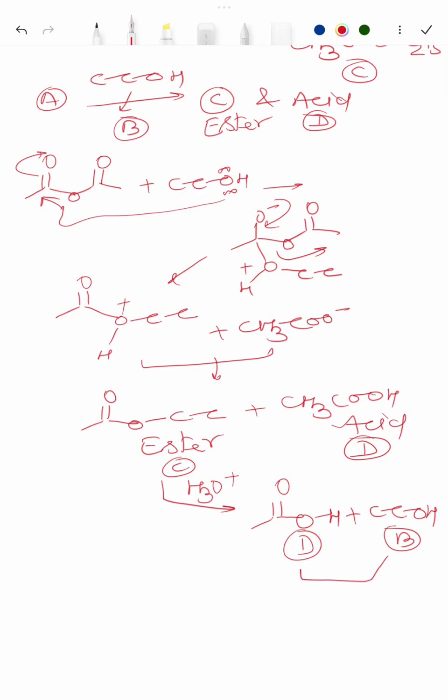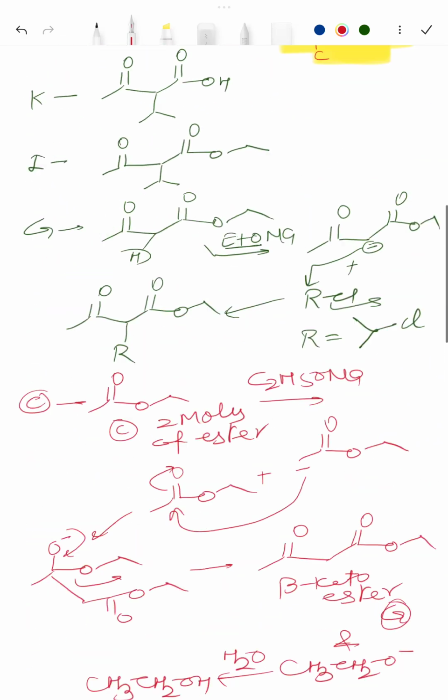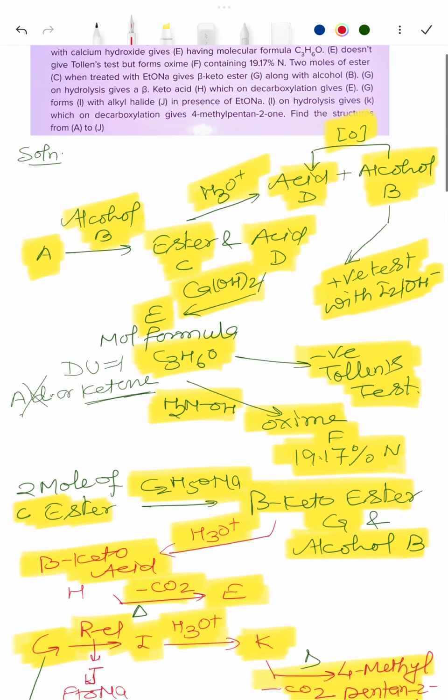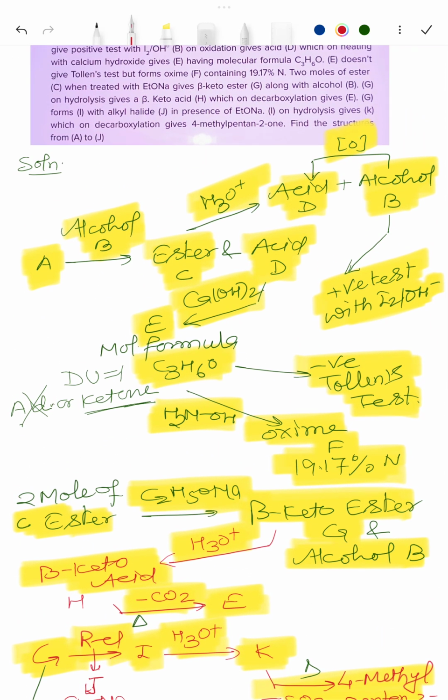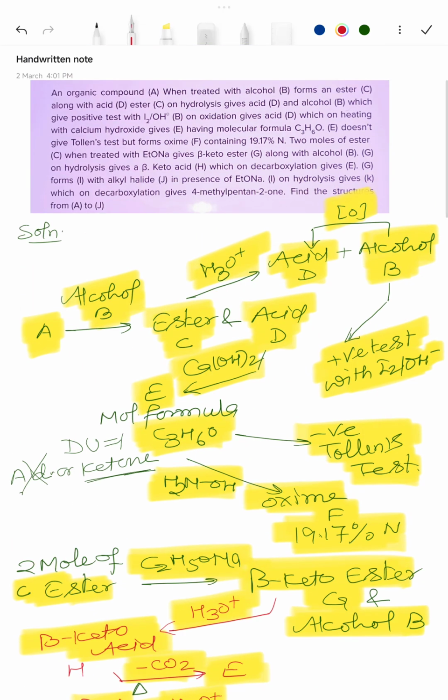And when B is oxidized, the same acid will form. So we have taken all the decisions: A, B, C, D, E, and F, G, H, I, J, K. In this way, this question is completed. Thank you.